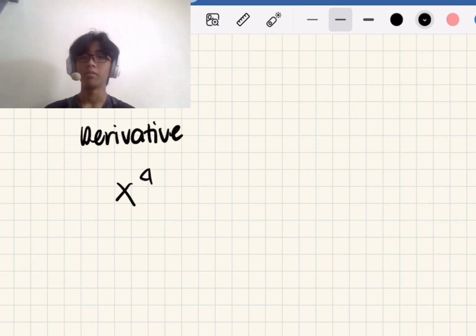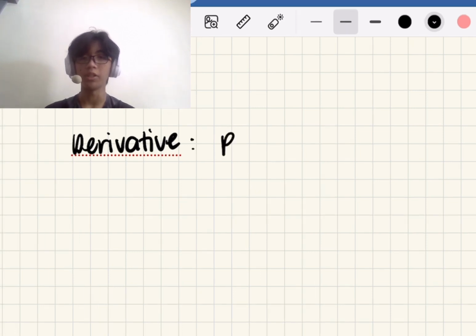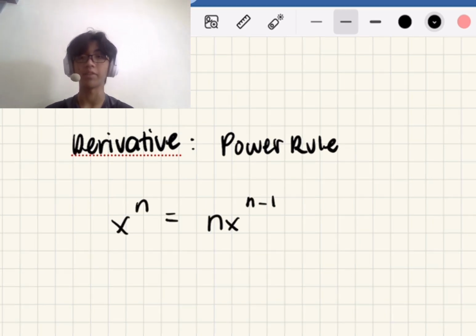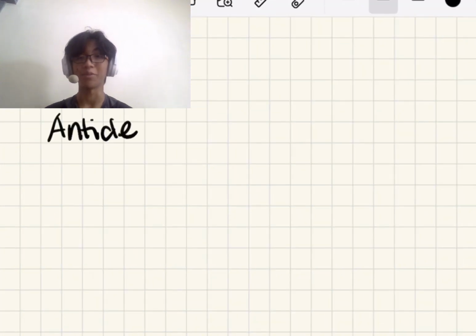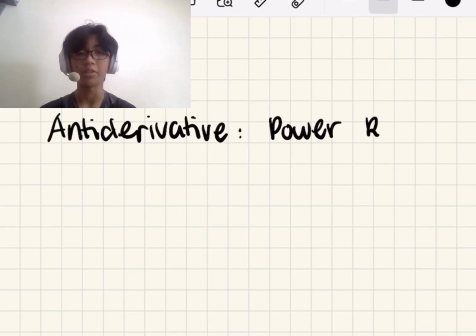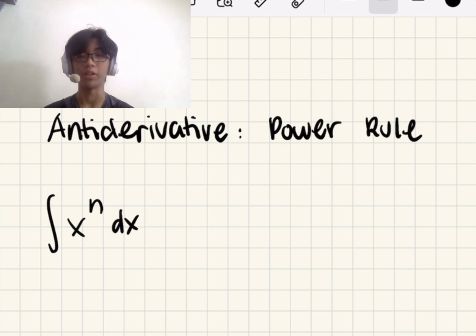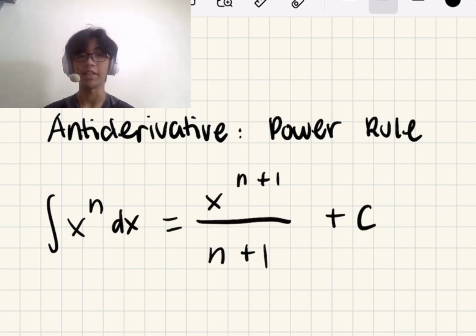Now, we know that the derivative of x to the power of 4 is 4x to the power of 3. According to the power rule, the derivative of a variable raised to a constant is the constant times the variable raised to the constant minus 1. Well, the antiderivative of a variable raised to a constant is going to be that variable raised to the constant plus 1, divided by the constant plus 1, and then plus c, the constant of integration. So that's how we define the antiderivative of a variable raised to a constant.